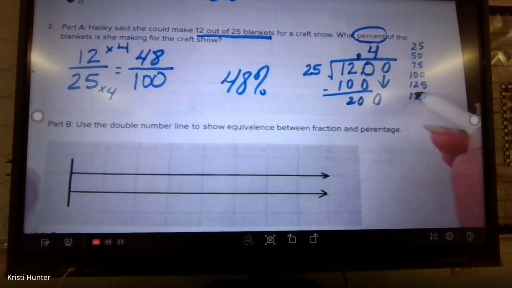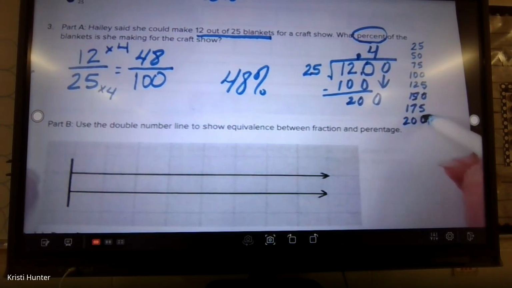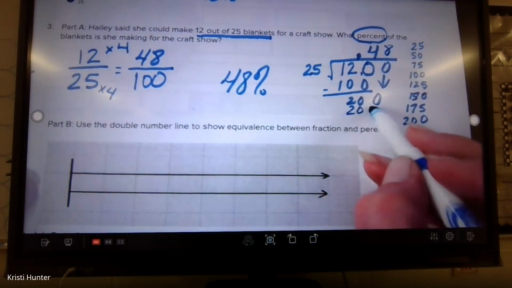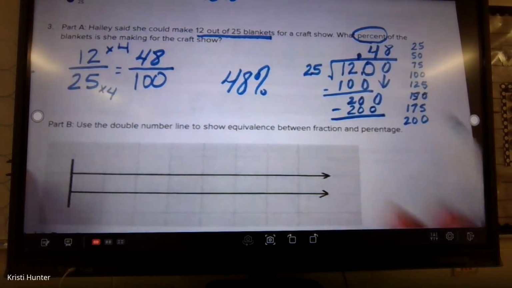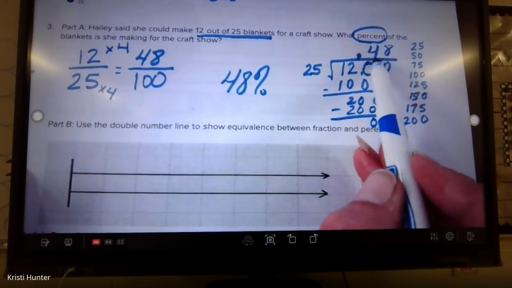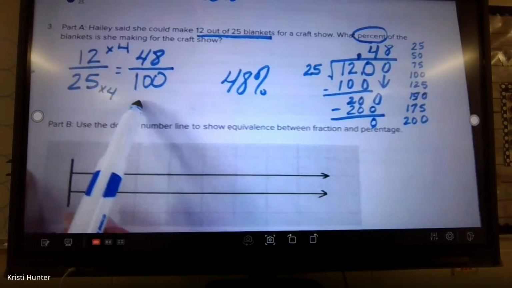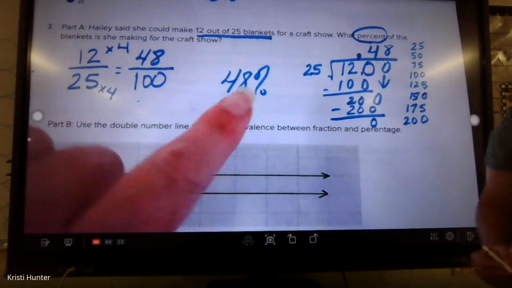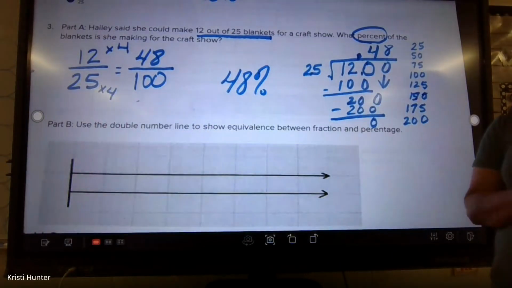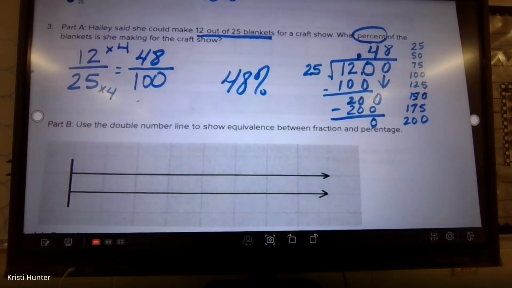All right, I didn't get that high counting. So 150, 175, 200. There it is exactly. 1, 2, 3, 4, 5, 6, 7, 8 times 200. And we just talked about up at the top, 0.48 would be 48 hundredths, or 48%. So there's 2 ways. It doesn't matter which strategy you use.